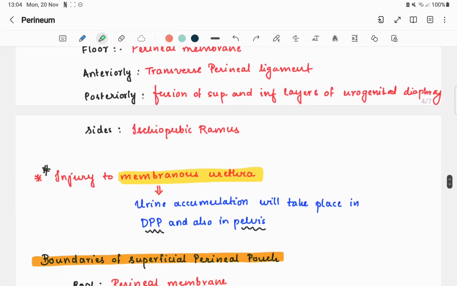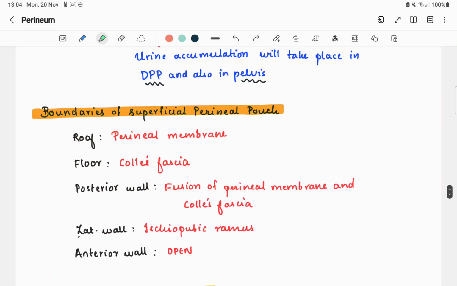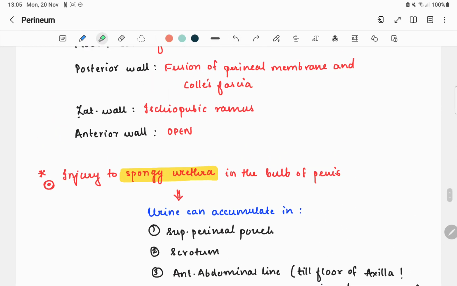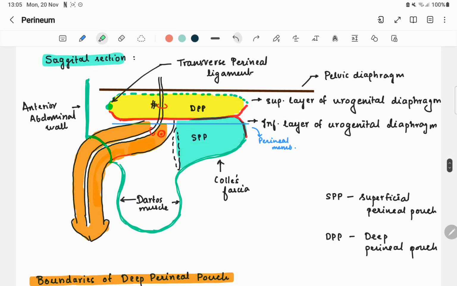So this is the sagittal section, showing a deep perineal pouch and a superficial perineal pouch. If there is injury to the membranous urethra, at this point the membranous urethra is passing through the deep perineal pouch, and the urine will tend to accumulate here. But if there is injury to this part, the spongy urethra, the urine will accumulate in the superficial perineal pouch. The urine will tend to go here.